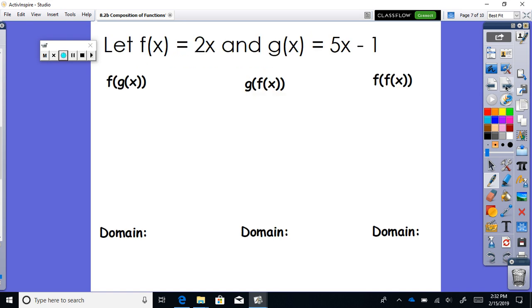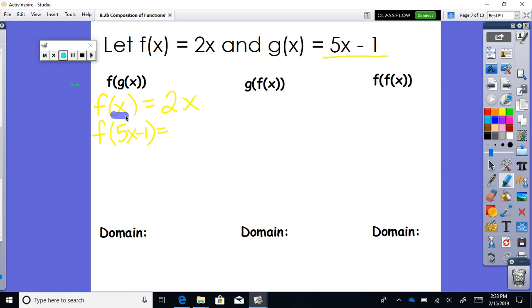Okay, so we'll start out with a couple easy examples using linear functions to show you how composition works. So this first one says f composed with g of x is how you read it. So f is on the outside, so I start with f. f of x equals 2x. Now I want to plug in g of x where the x is. So instead of x, I want to plug in 5x minus 1 because that is what g of x equals. So I'm taking the function g of x and inputting it into my f of x function.